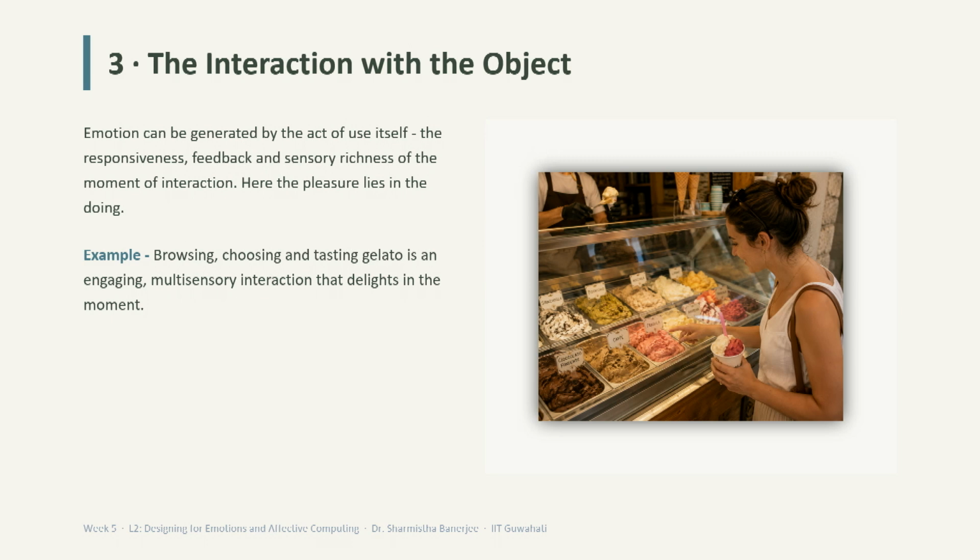Now the third one is about the interaction with the object. Look at this example of somebody tasting different gelatos and trying to make a selection. Even when the gelato spread is in front of you, the way the display is when you are interacting with it and thinking which gelato you want today, it gives you a kind of pleasure. Your mind is already into the idea that I am going to consume this product right now. So the interaction, the act of choosing, plus the fact that you are already thinking of how you will feel when you start consuming it. The emotion can be generated by the act of use itself, the responsiveness, the feedback and sensory richness of the moment of interaction. Here the pleasure lies in the doing.